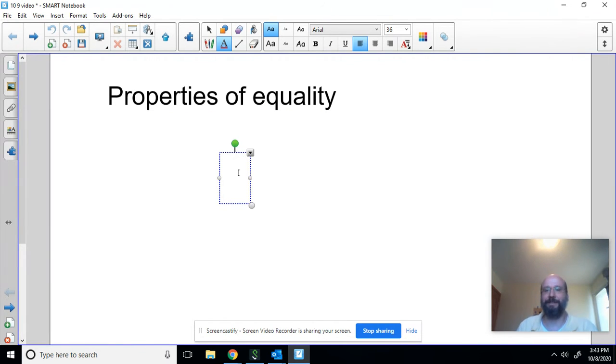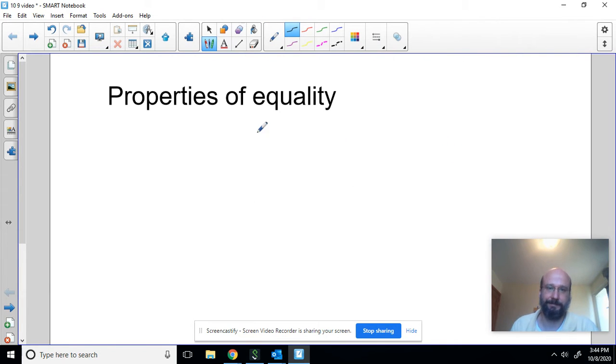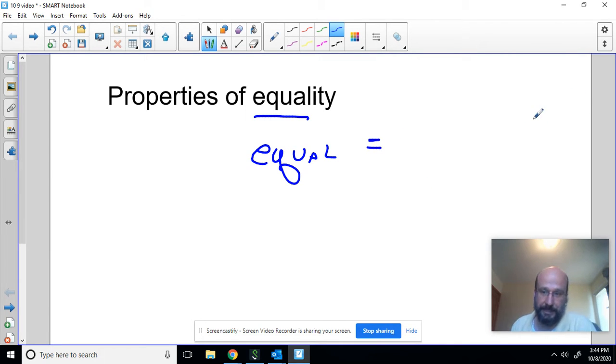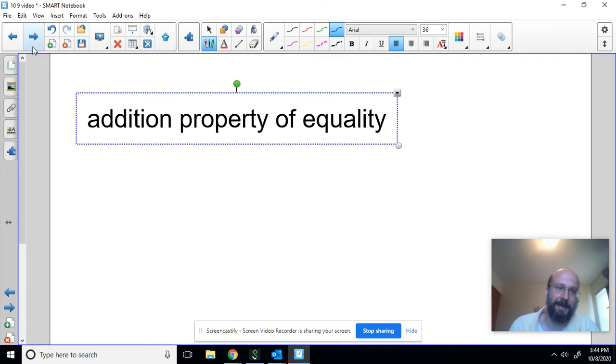This one's going to be on properties of equality. Remember that equality has the word equal in it. Equal. Just like an equation has an equal in it, equality has an equal in it. So these are properties of equality. They're properties that are true in math.